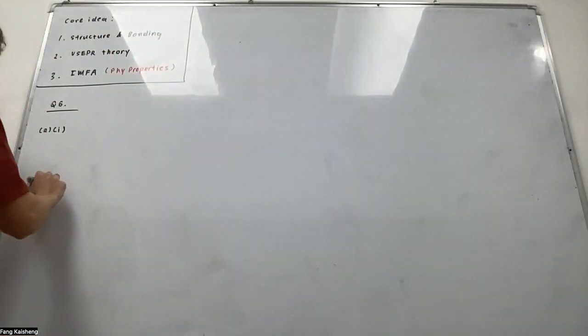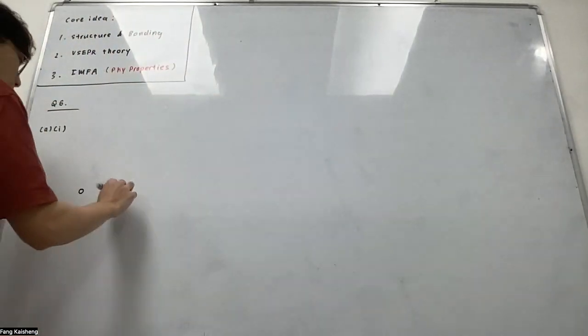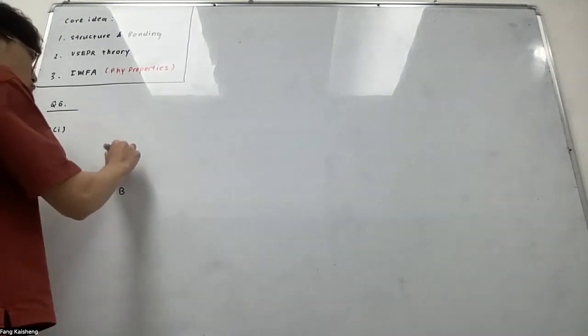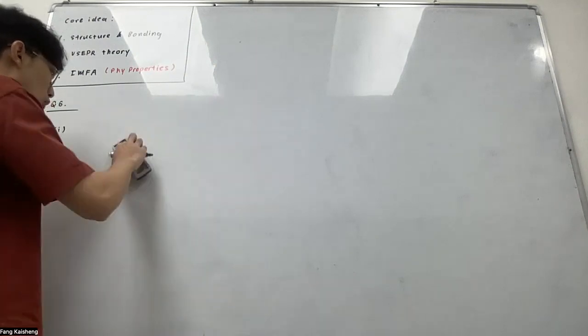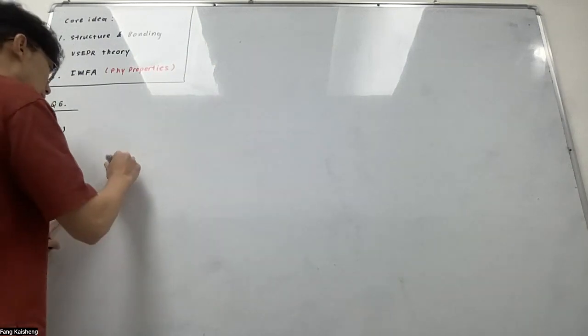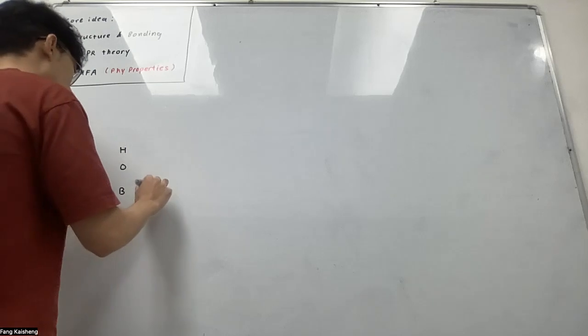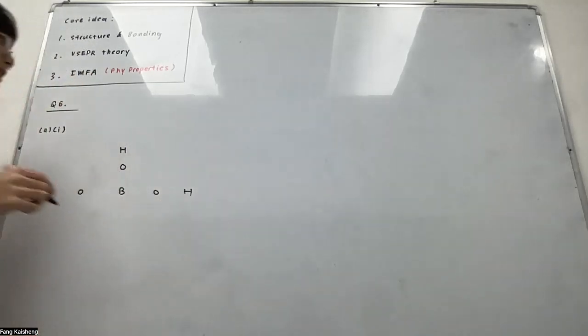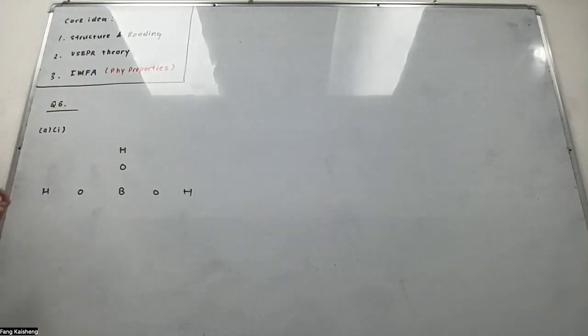So you must arrange the atoms carefully first. Boron should be smack in the middle because boron is surrounded by 3 OHs. So one here, the other here, finally one last one. So something like that. I hope you understand now.